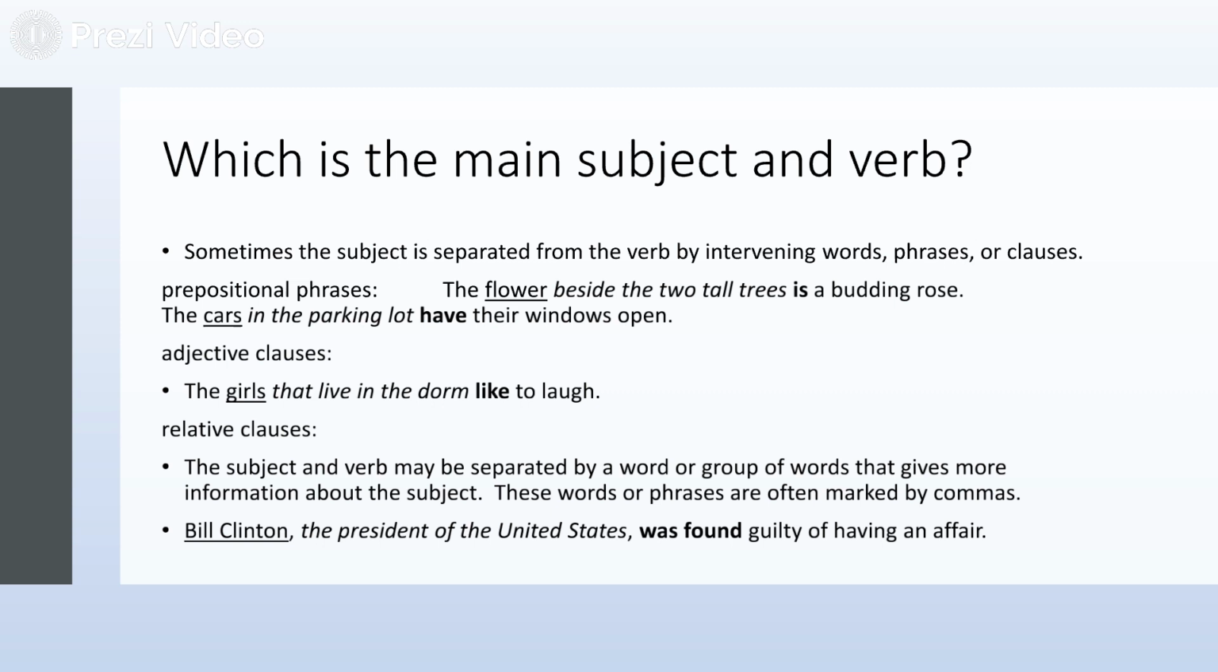Okay, so we ignored the adjective clause in the middle, that live in the dorm. Which girls? Oh, the girls that live in the dorm. What do they like to do? They like to laugh, not likes.